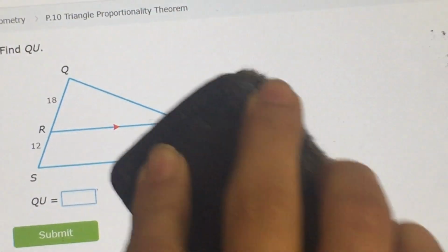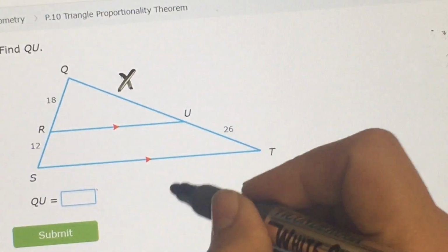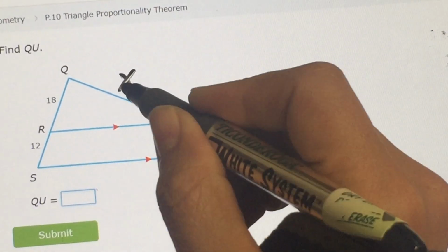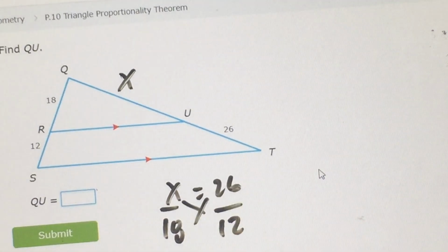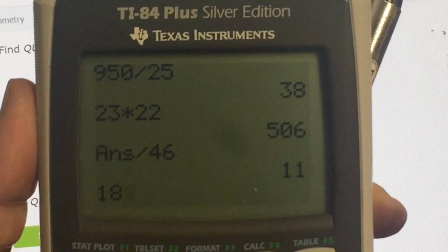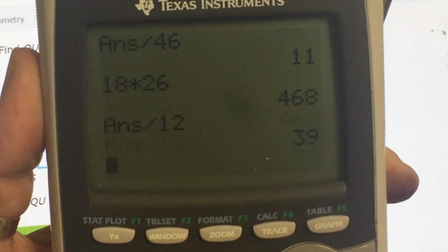All right, so again, parallel lines. So x goes right there. All right, so x goes with 26, and top, so 18 goes with 12. Cross multiply and divide. So we're going to get 18 times 26 divided by 12, 39.